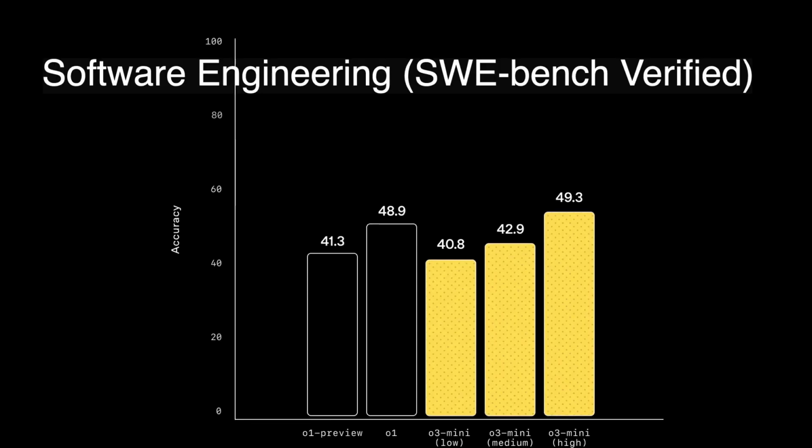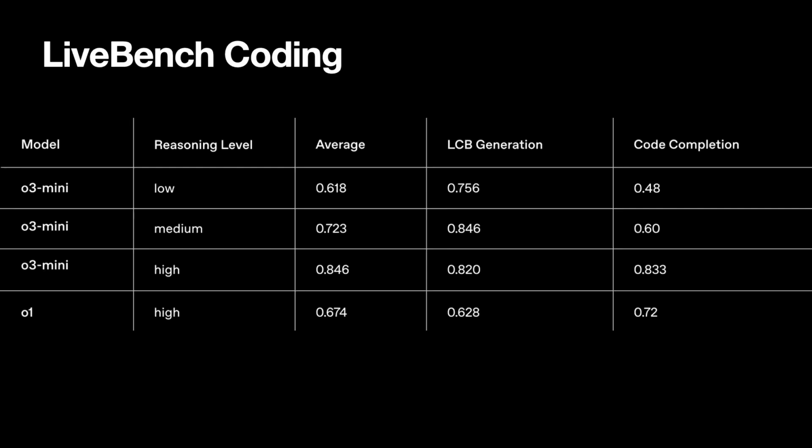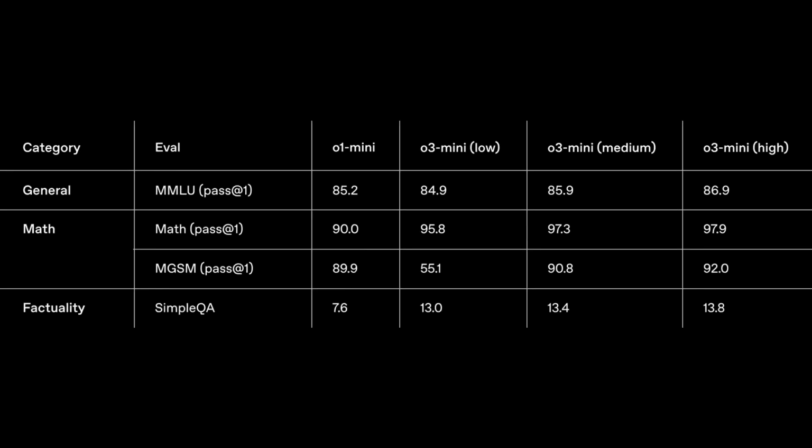As for software engineering, it is very similar. So, not surprisingly, o3-mini high scored the highest. And in another evaluation, generally, o3-mini high got the highest average, 0.846. In terms of general knowledge, well, all the o3-mini models scored very similarly in general and mathematics. However, in factuality, o1-mini is significantly lower. Okay.